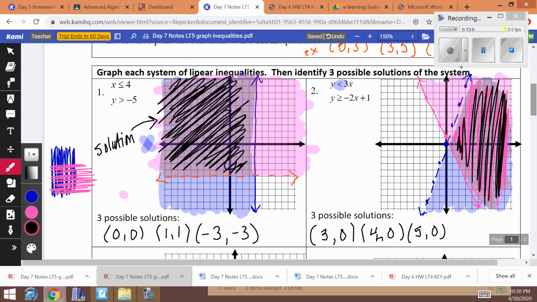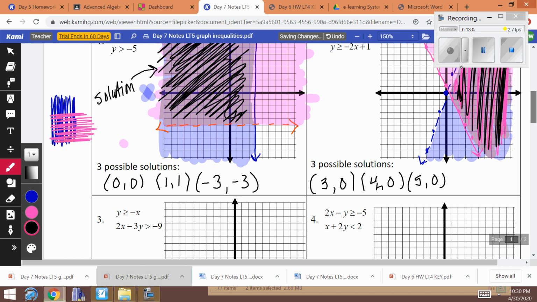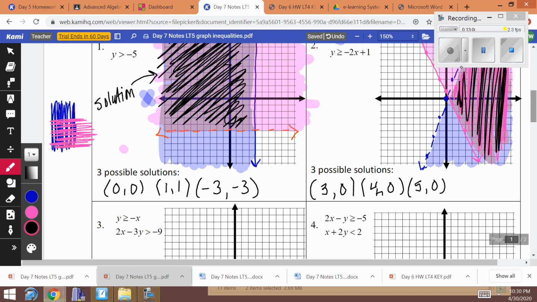All right, try the next couple. Both of these are linear. I'm going to pause my video and fill in my answers. Try them and see how you do.